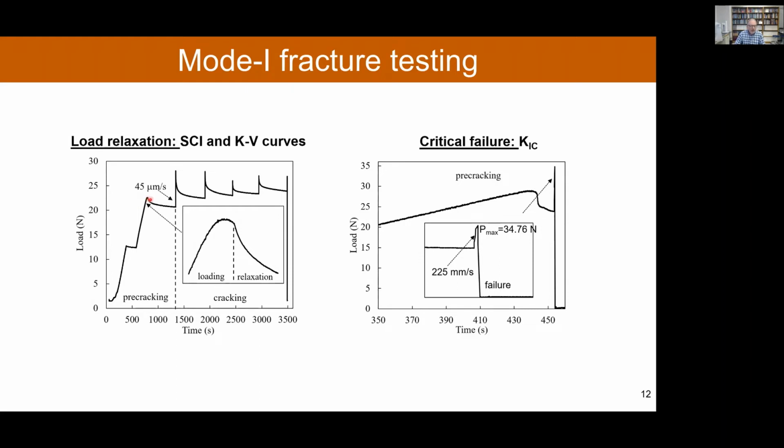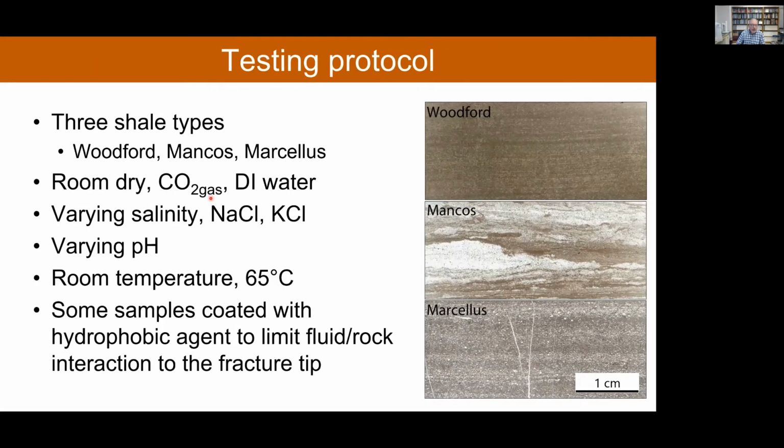And there are repeated cycles of load and relaxation. So we load the sample, let the fracture propagate a little bit, let the sample relax, and then load it again, relax, load again, relax. So we get multiple tests out of the same sample, and the decay of this load relaxation line gives us the subcritical index. Okay, so those are the two parameters we measure.